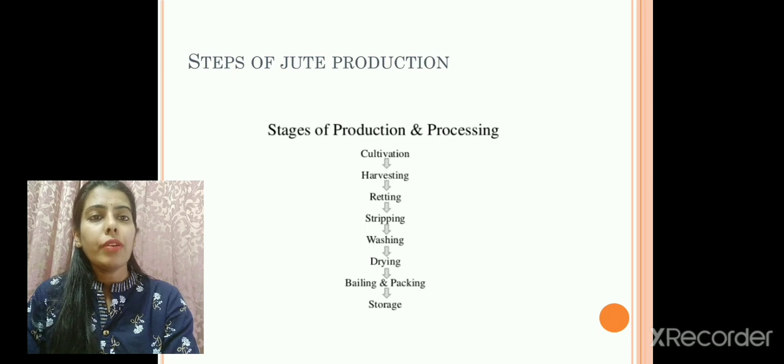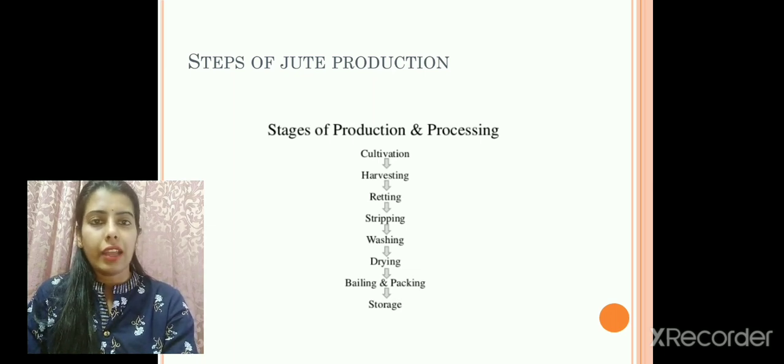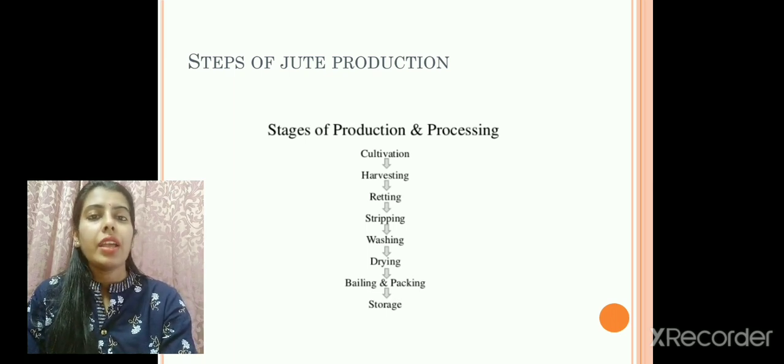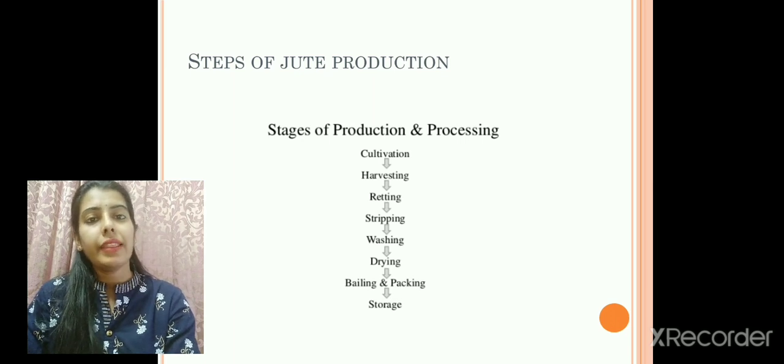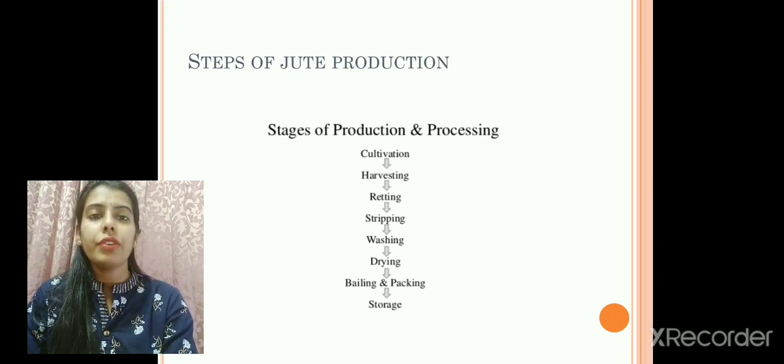So talking about the stages of production of jute. Jute is cultivated. The jute stalks, after cultivation, are harvested and soaked in water for around 20 days. This soaking in water is called retting. Now these are stripped off, washed, dried and then packed and transported. There it is drawn into yarns and the fabric is made.